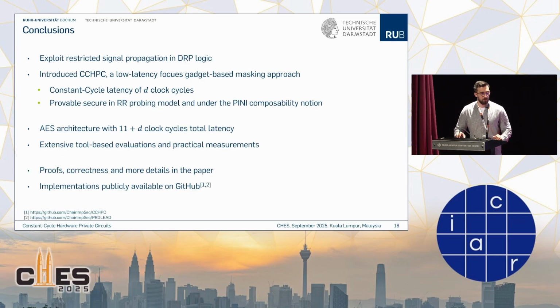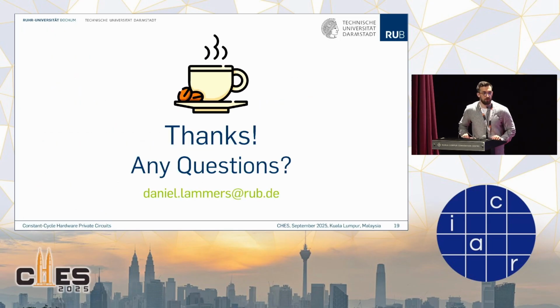All right, so let me conclude this talk. We showed how to exploit the restricted signal propagation in DRP logic. And we introduced the CCHBC scheme, which is a low latency focused scheme, and achieves a constant clock cycle count. It is provably secure under the robust but relaxed probing model, and we also provide an AES architecture with 11 plus D clock cycles, which we evaluated with tools and practical measurements. And of course, proofs of correctness and many more details are provided in the paper. Our implementations are also publicly available on GitHub. And with this, thank you for your attention and feel free to ask any questions.